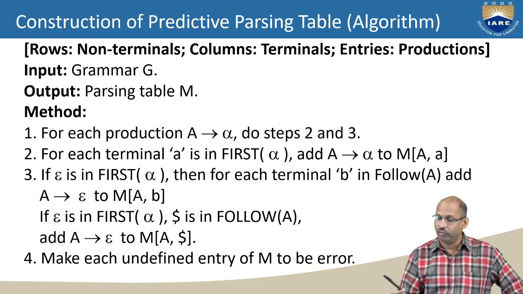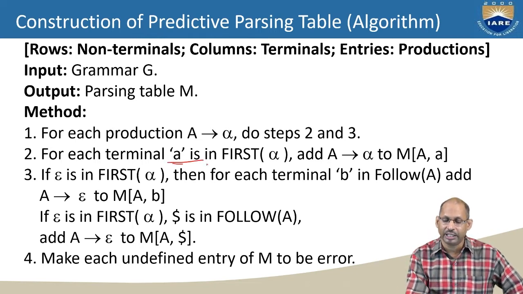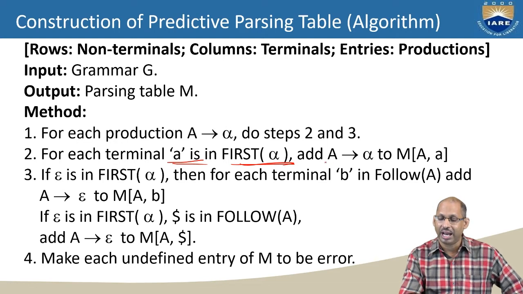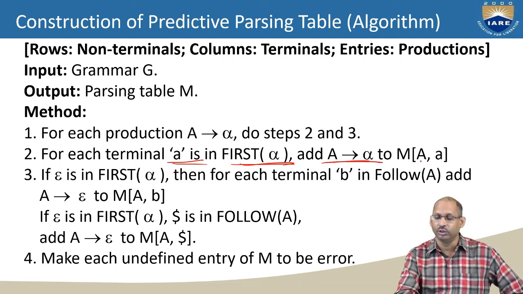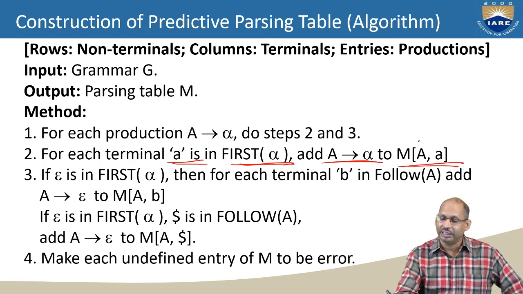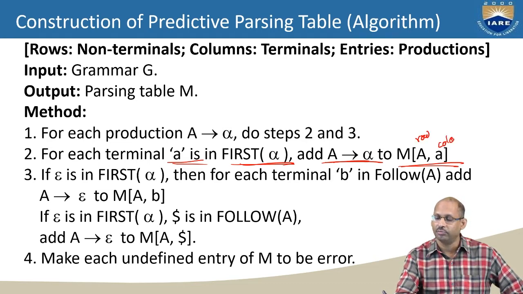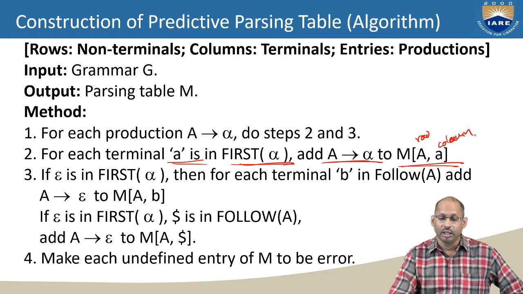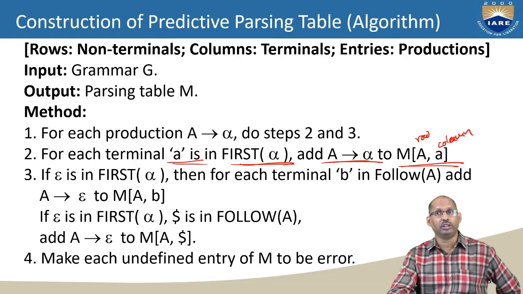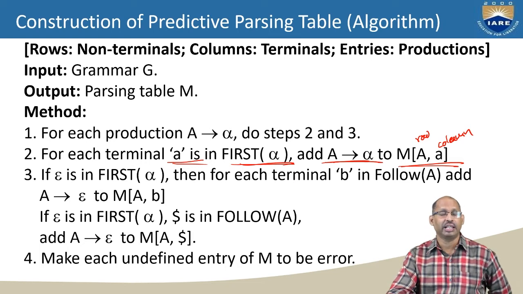Now, what is the second step? It says for each terminal a in the first of alpha, add A gives alpha to table A row and a column. This is a row, this is a column. Here we write the production A gives alpha.